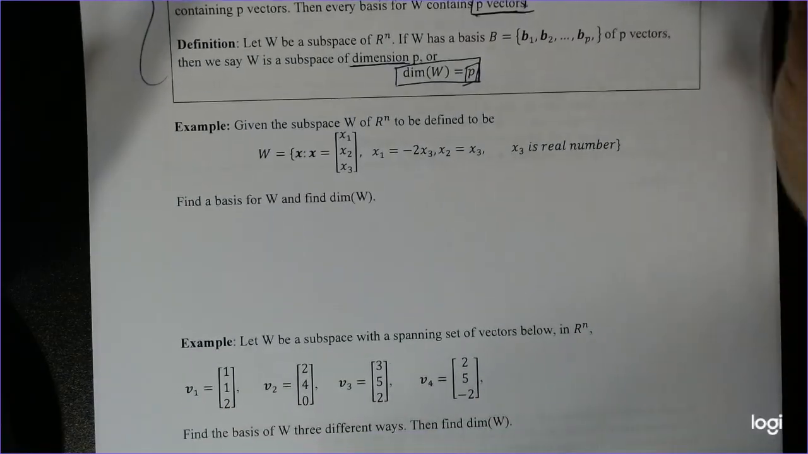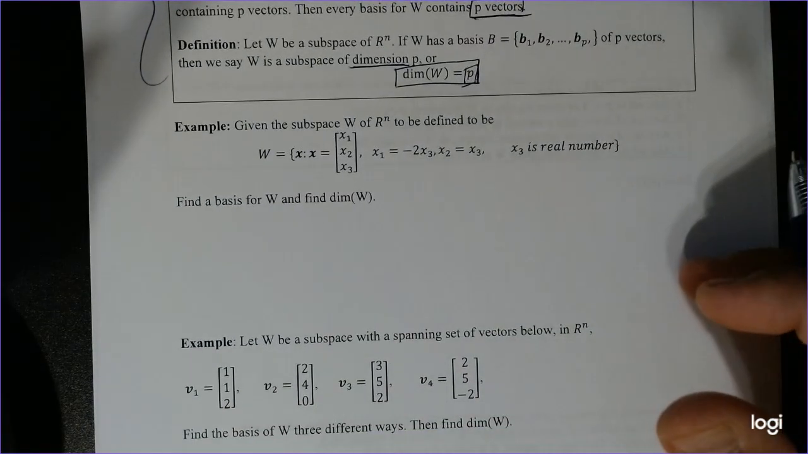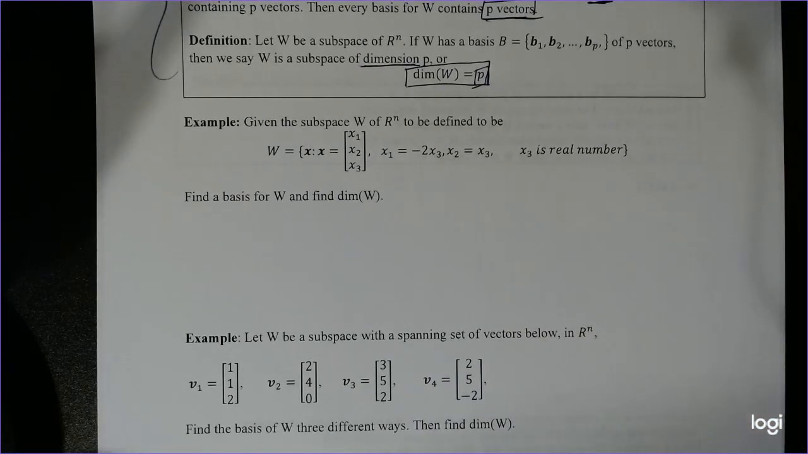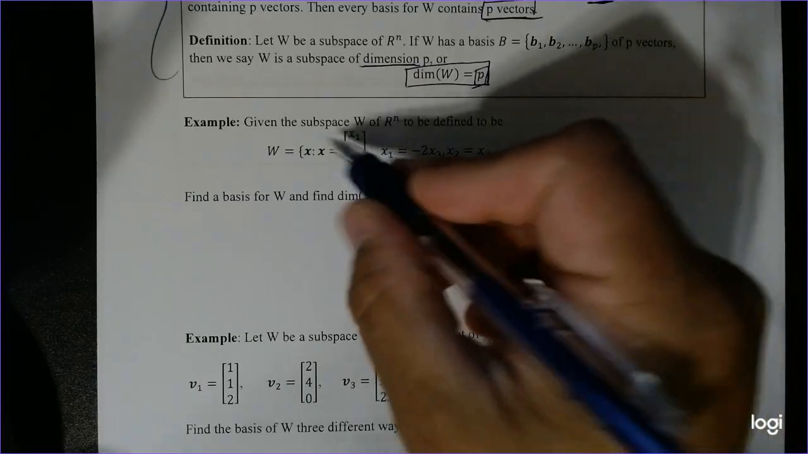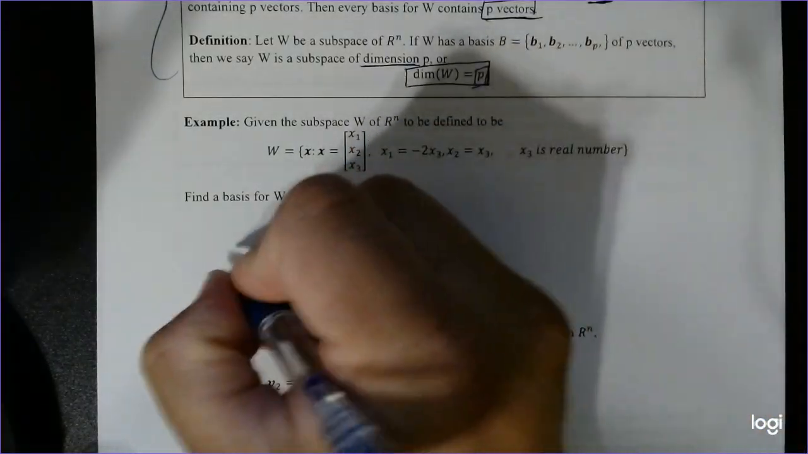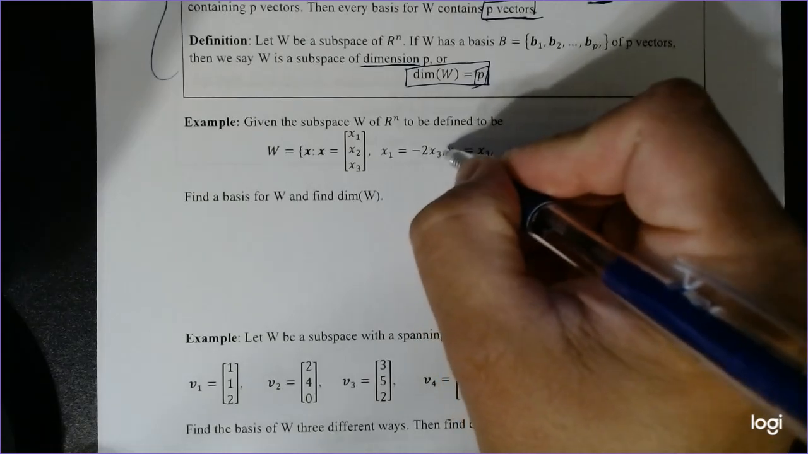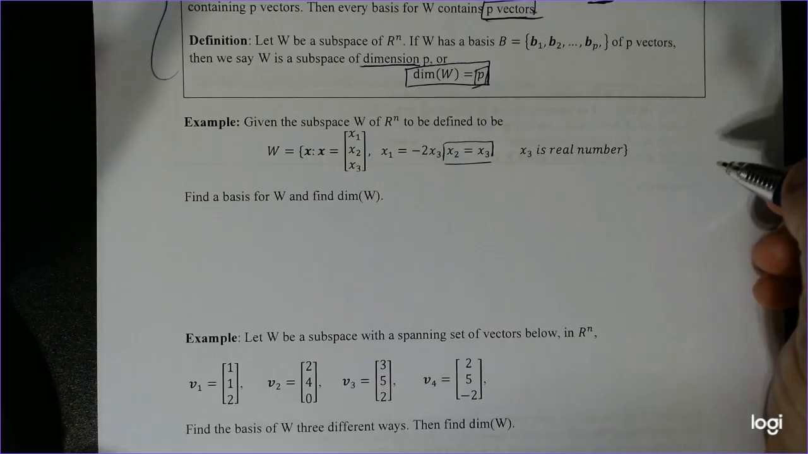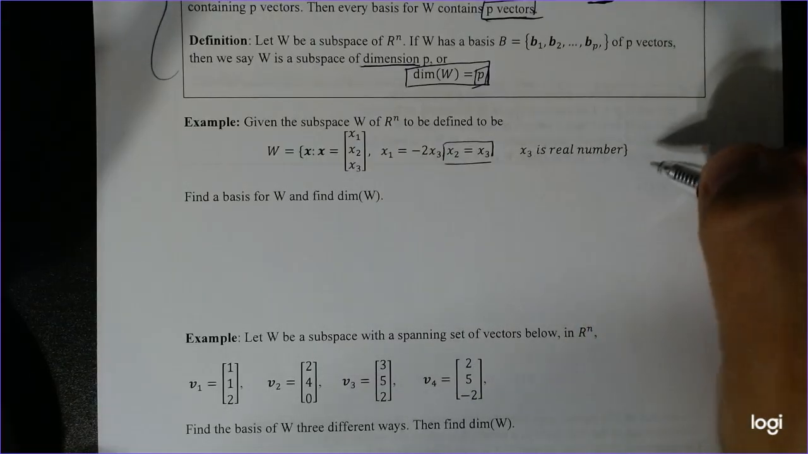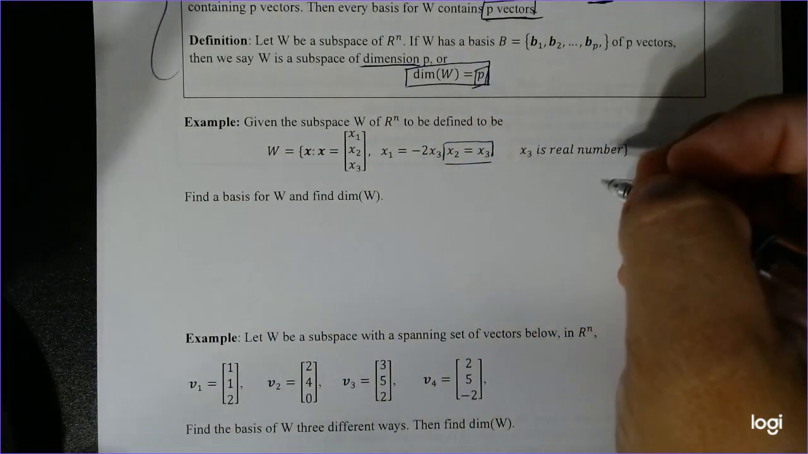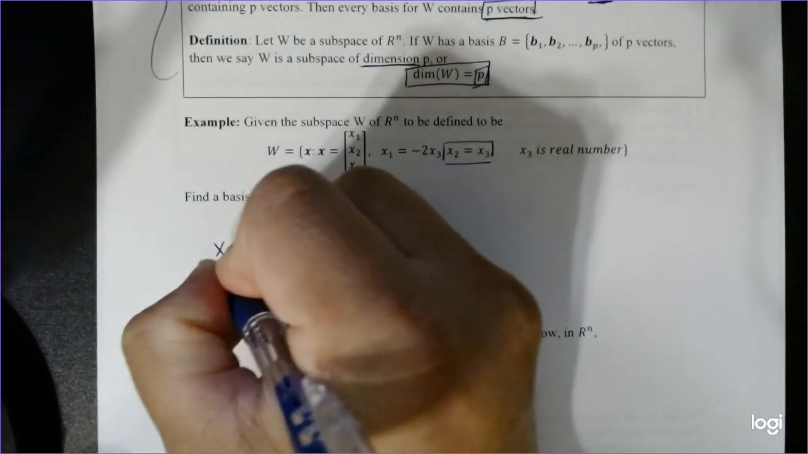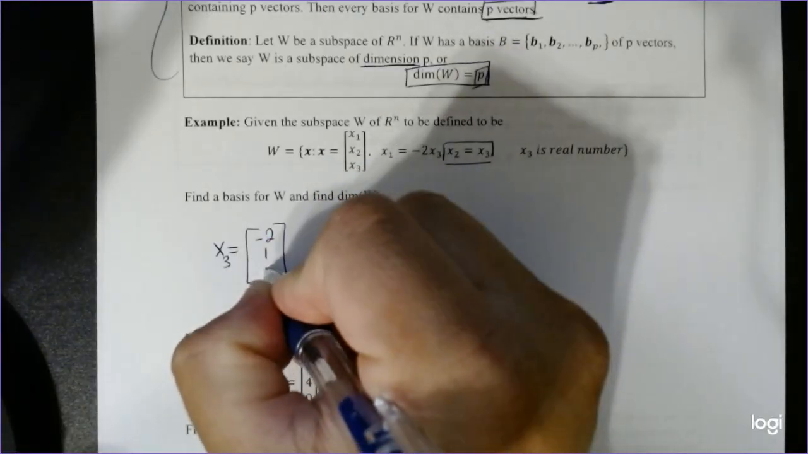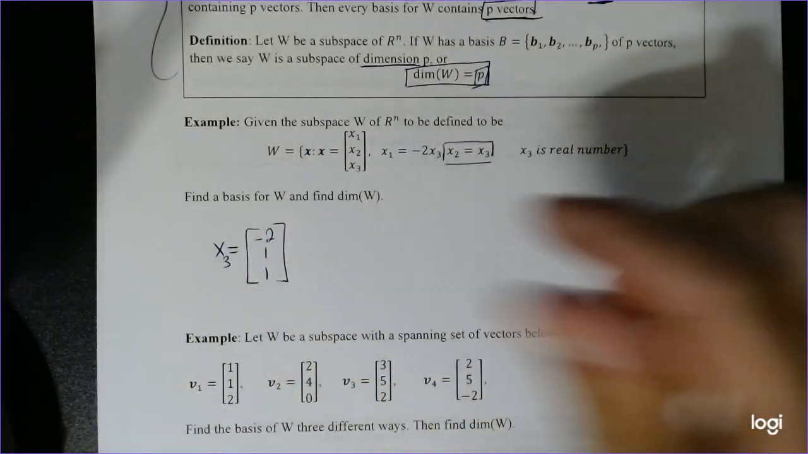Okay, so let's do a simple little example here. Given the subspace W in Rn defined like this, find a basis for W and find the dimension of W. I can rewrite this since we have x1 equaling negative 2 x3, and we know that x2 and x3 are the same. So same process, and our x3 could be any real number. So I could rewrite this to be this, or if you want, that.